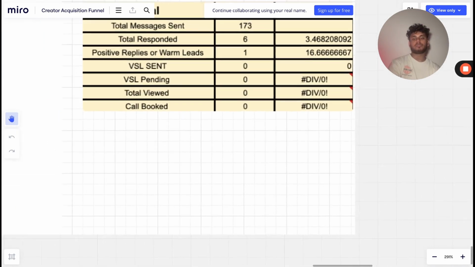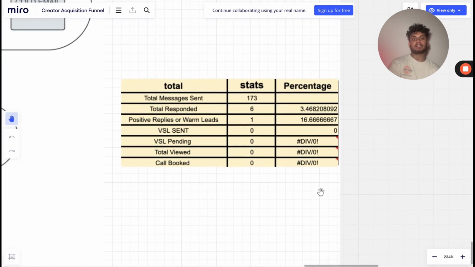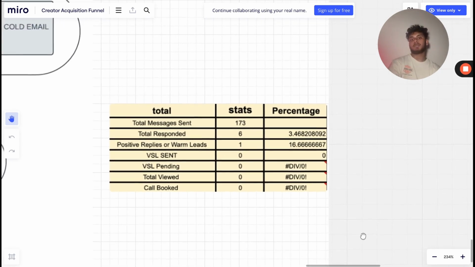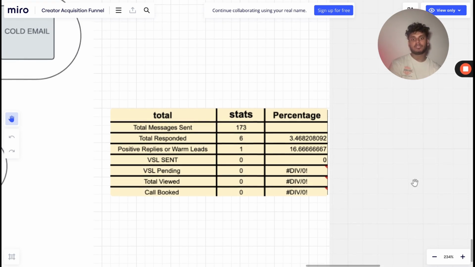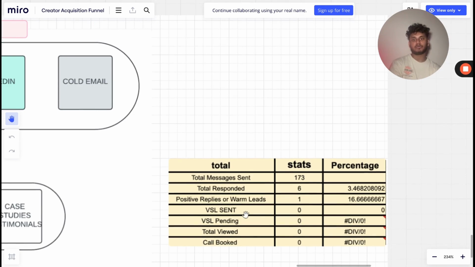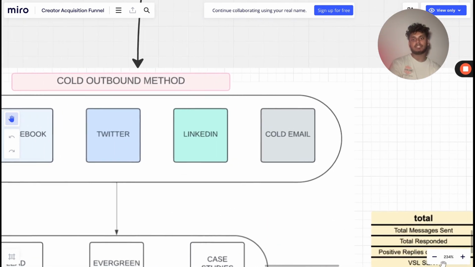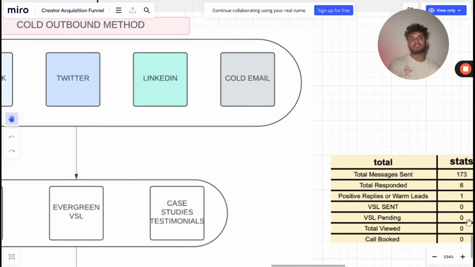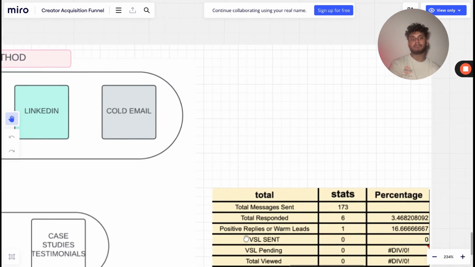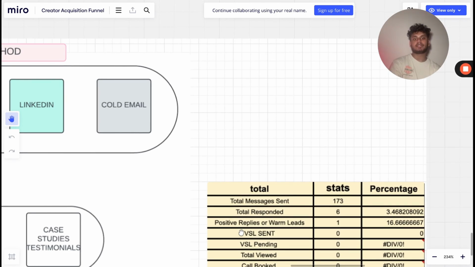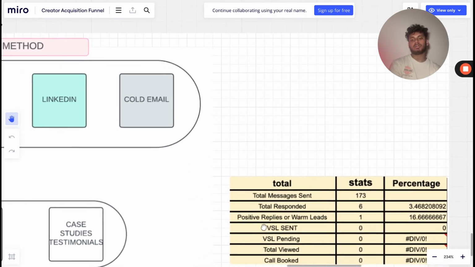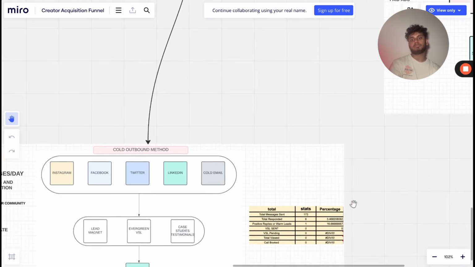Okay, so we also talk about tracking all your outreach, because a lot of people don't do this. You really need to track your outreach: how many people you are reaching out to every single day, how many people are responding, how many are responding positively, how many VSLs you are sending, and how many calls you are getting booked. Okay, so you need to track each and everything. If you want this kind of tracking sheet, which helps you track all your data, just go and join my free community. There I provide this tracking sheet completely for free.